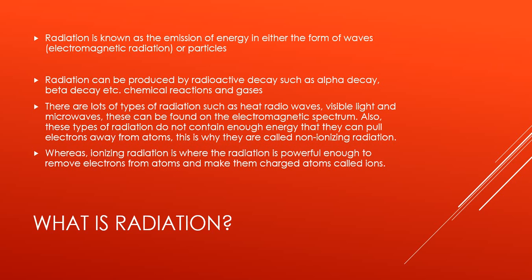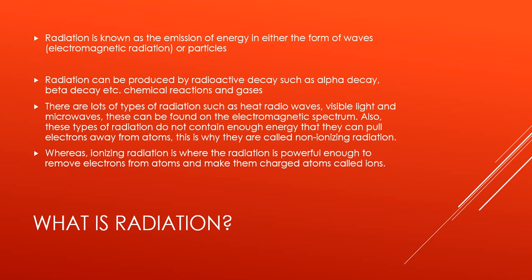So let's get started. Radiation is known as the emission of energy in either the form of waves, electromagnetic radiation, or particles. What you'll find is that alpha radiation and beta radiation are made up of particles, whereas gamma radiation is made up of waves. Alpha radiation is made up of helium nuclei, because it's got 2 protons and 2 neutrons. Beta radiation is made up of electrons, and gamma radiation is just made of waves.